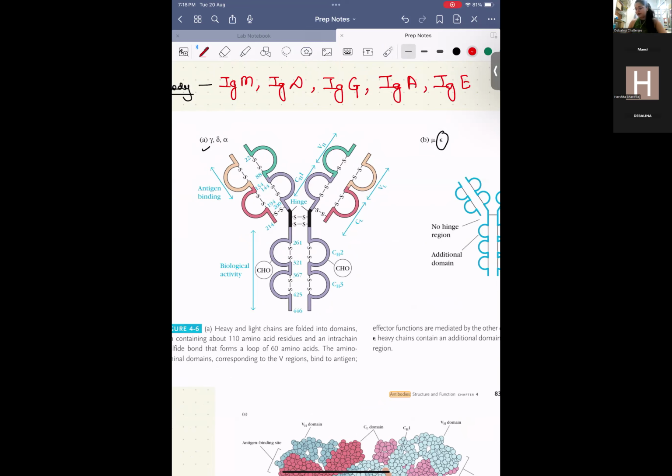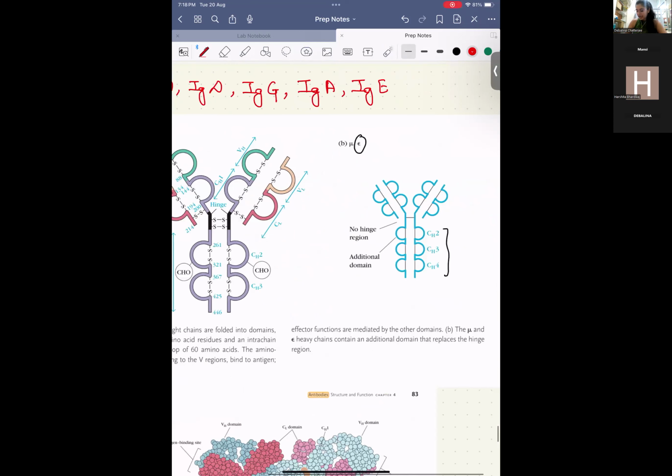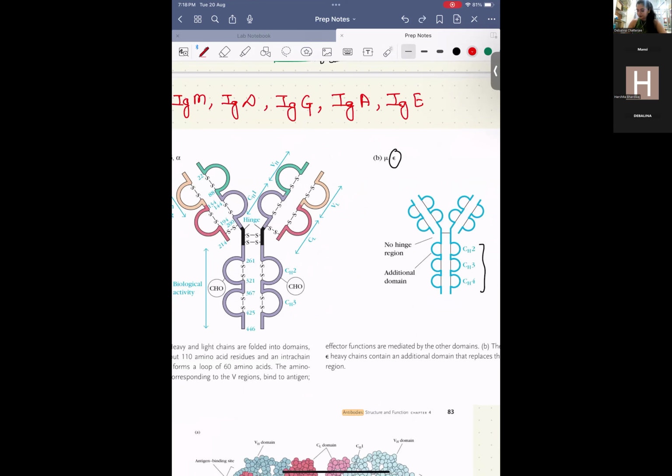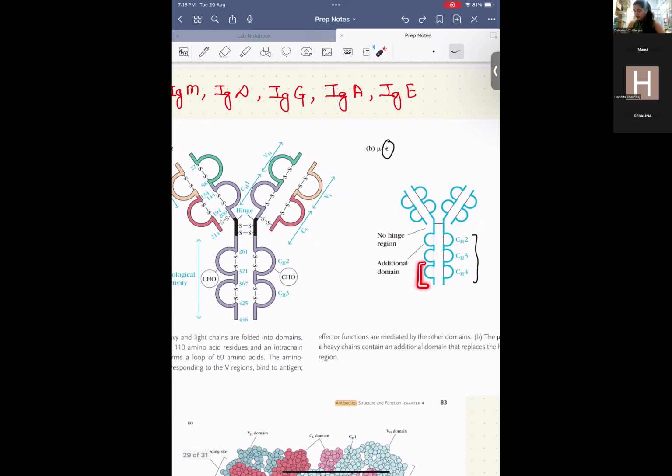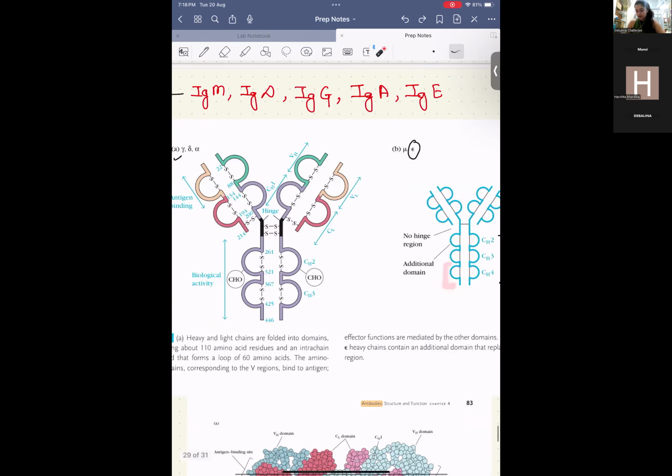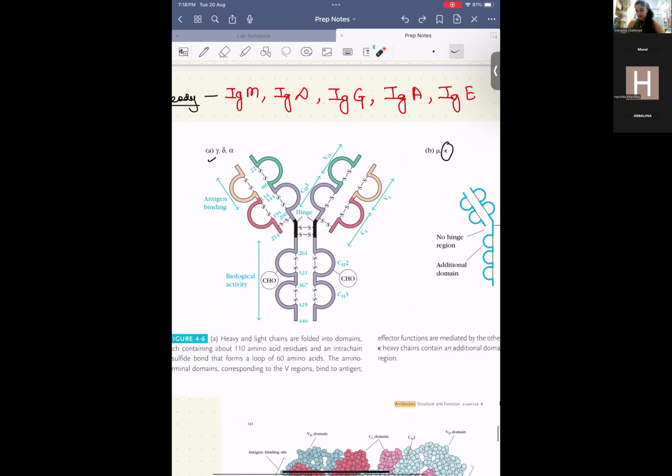So if you see here, for IgM and IgE, there's an additional domain which is not present for the gamma, delta, and alpha. These are the Greek letters from which these alphabets come in. Why have they been named so?